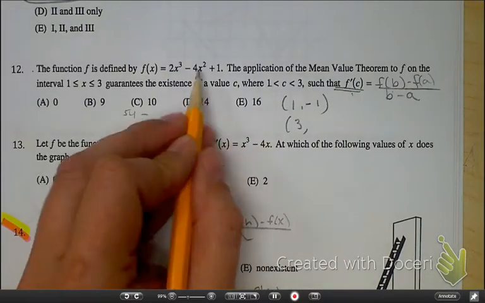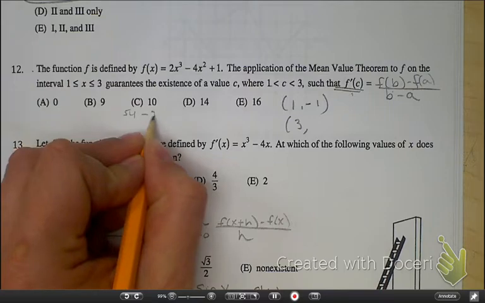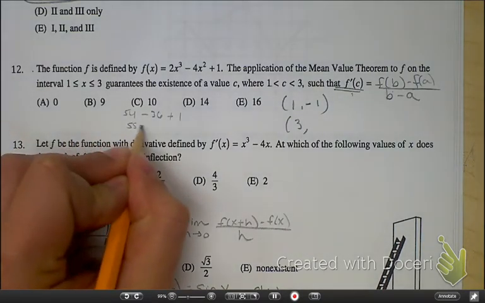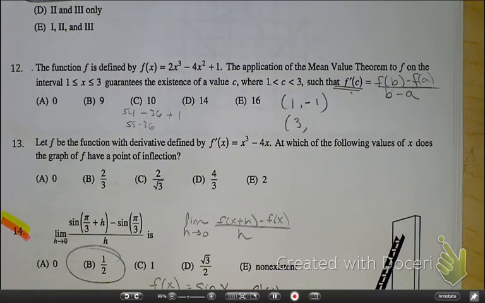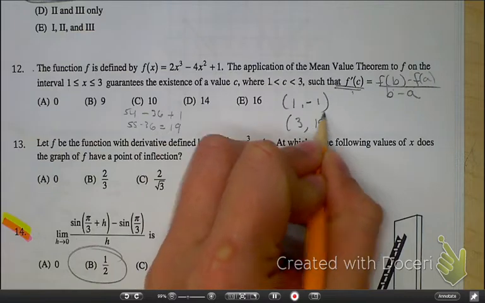54 minus, if I plug in 3 here, I get 3 squared is 9. 9 times 4 is 36. And then plus 1. So we have 55 minus 36 essentially. And when we subtract 55 and 36, we get 19. So we plug in 19 here.